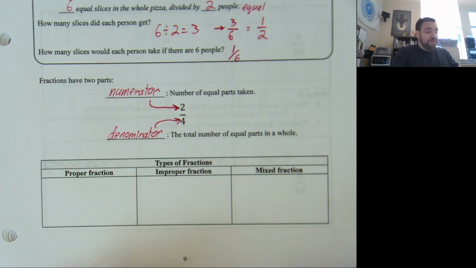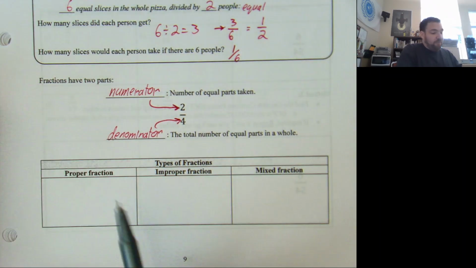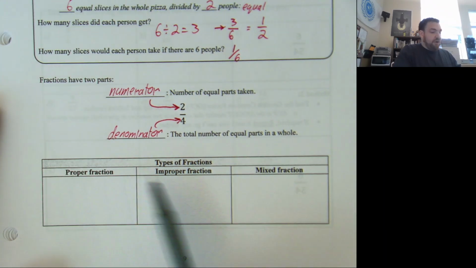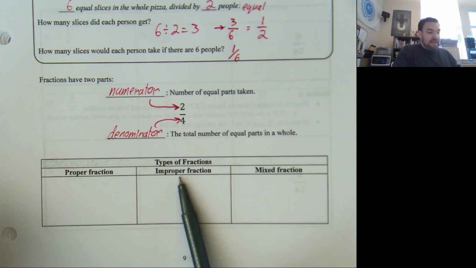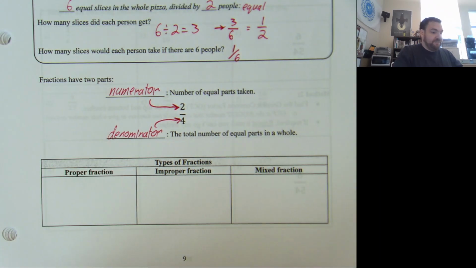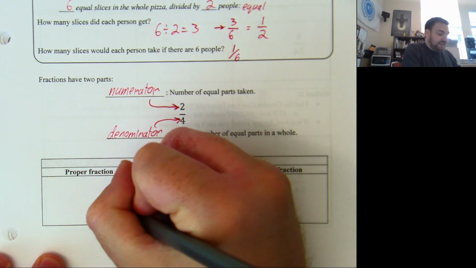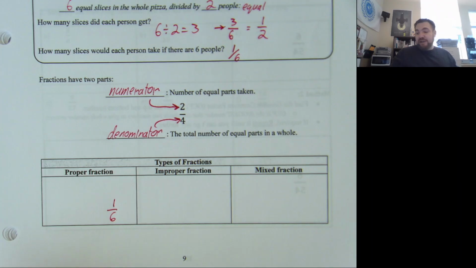There are different kinds of fractions. There are what we call proper fractions, there are what we call improper fractions, and there are what we call mixed fractions. Can anyone tell me what a proper fraction is? You gave me an example. You said 1/6 is a proper fraction. What makes the fraction proper? Good guesses.